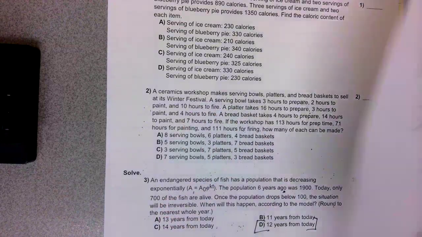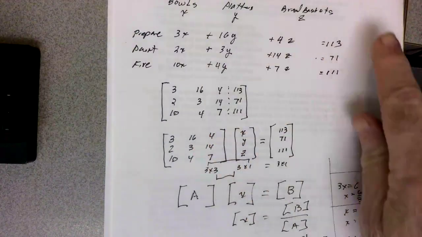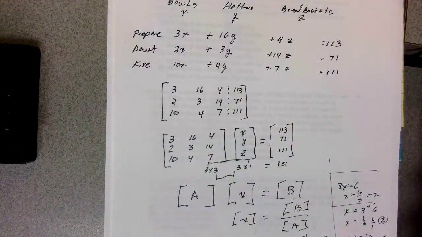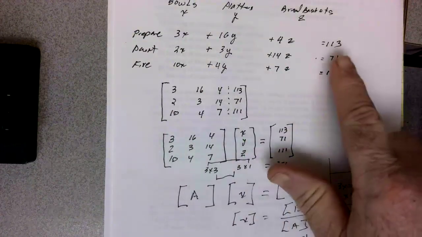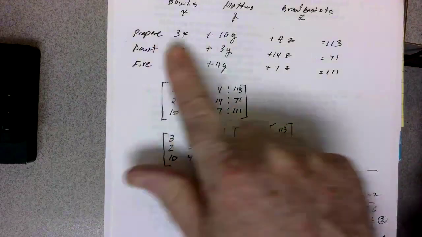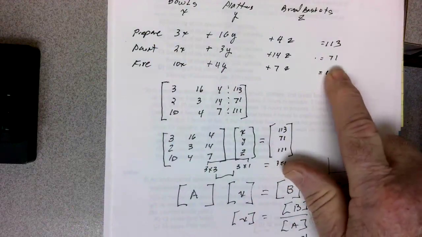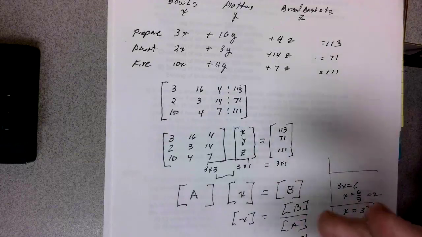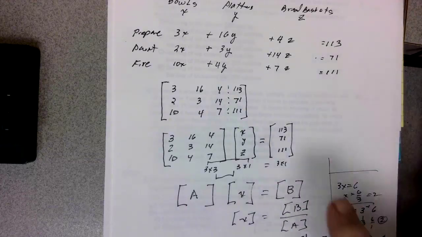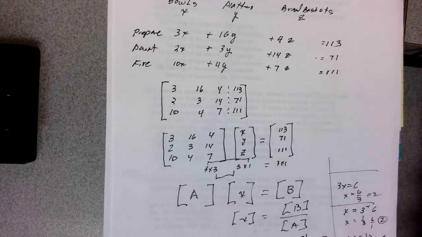And just a quick review on this sheet. You notice that we're trying to find bowls, platters, and bread baskets. That is, how many of each could be made. And we have some constraints in the shop. We have only 113 hours available to prepare, 71 available to paint, and 111 to fire. And so what we have to do is find a mix of bowls, platters, and bread baskets that would ideally use all of these available hours.